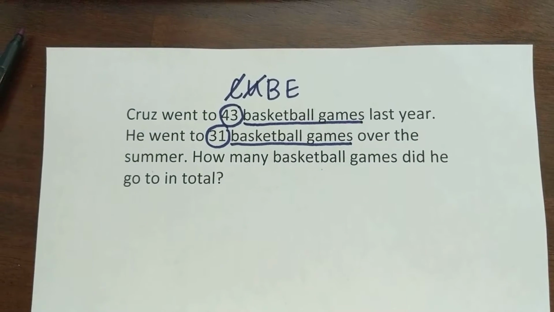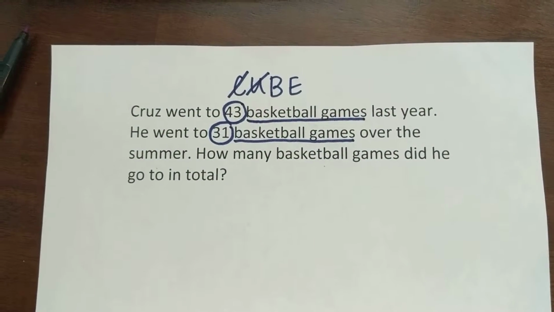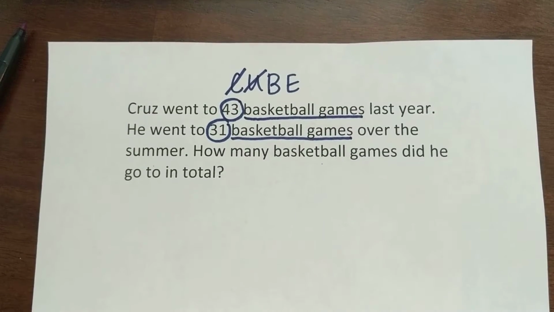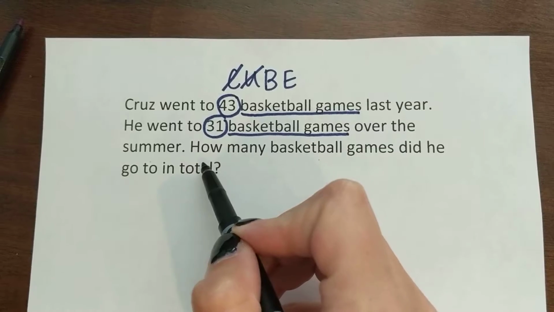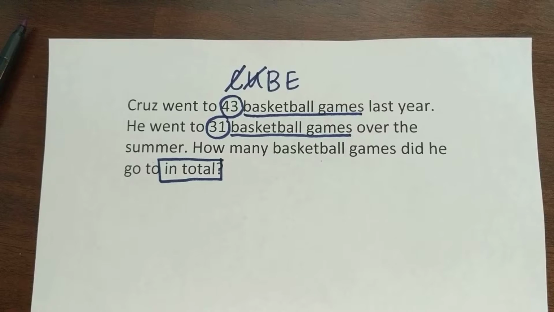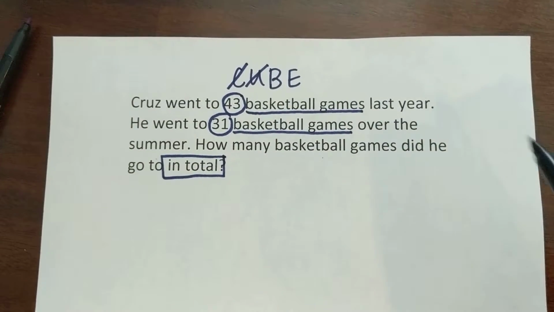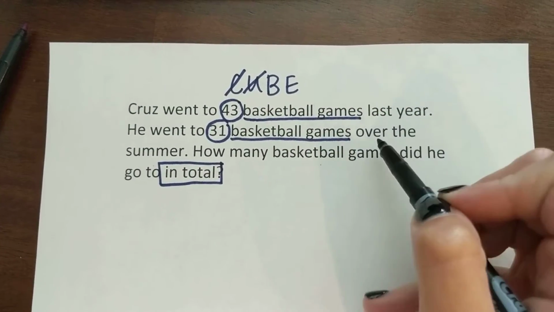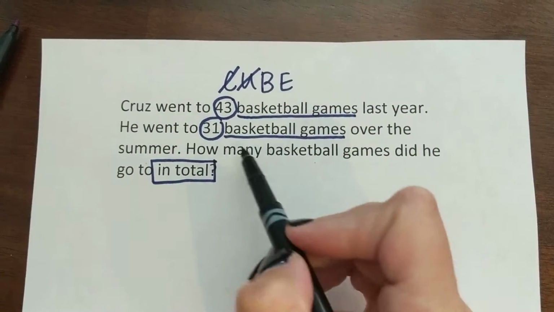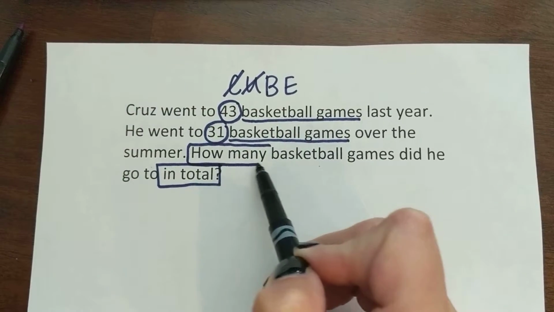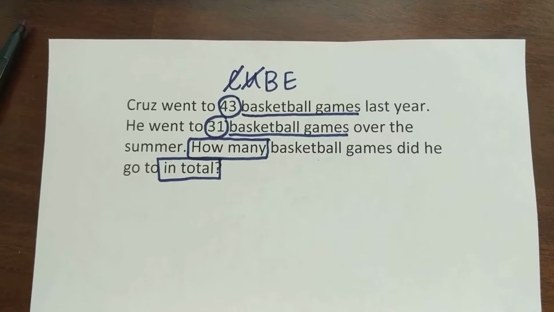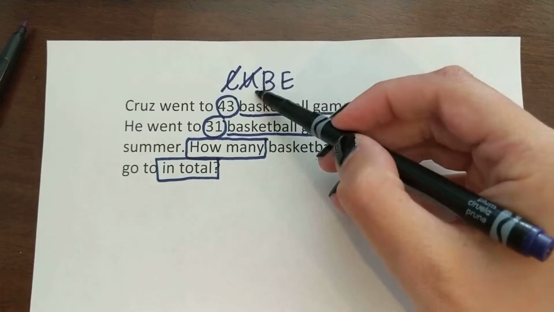We can then move on to B, which stands for box the keywords. Taking volunteers for this is usually the best option to figure out all of the keywords. But in total is a keyword, signals that we're probably going to be adding. Some students might say that it would help them to know last year or over the summer. These are kind of up to your preference on what you think. How many is usually a really good keyword. There are other options that you could probably box, but we'll stick to these for now.